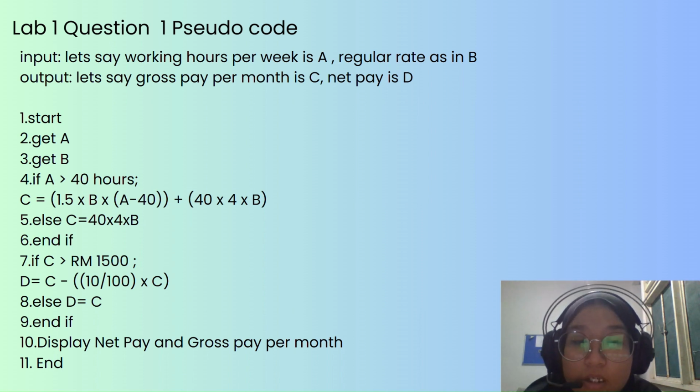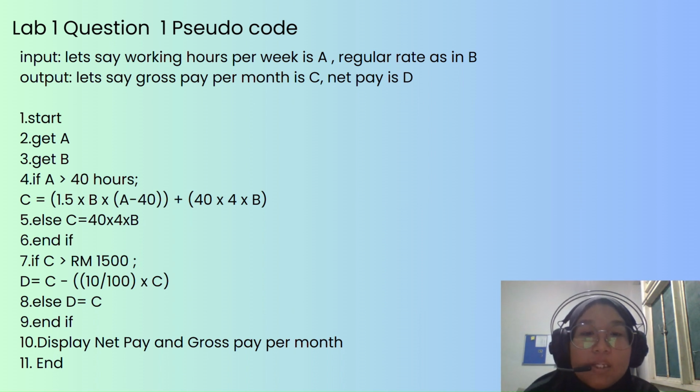So we start our code. We will get A and B from our user. If A is more than 40 hours, C, our gross pay per month, we will times with our A minus 40 to get that extra hour, and times with B, which is the regular rate, and times with 1.5 for overtime hour. And we will plus with 40 times 4 times B.